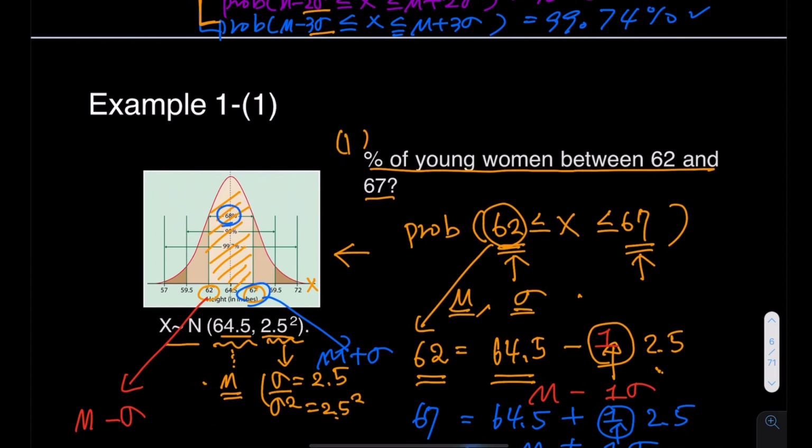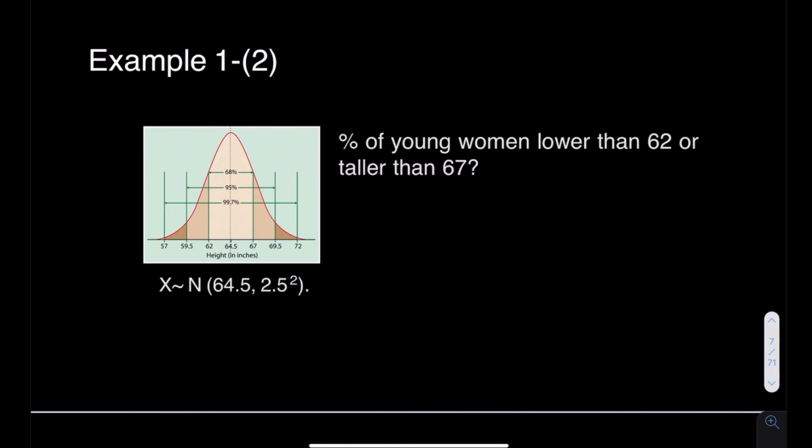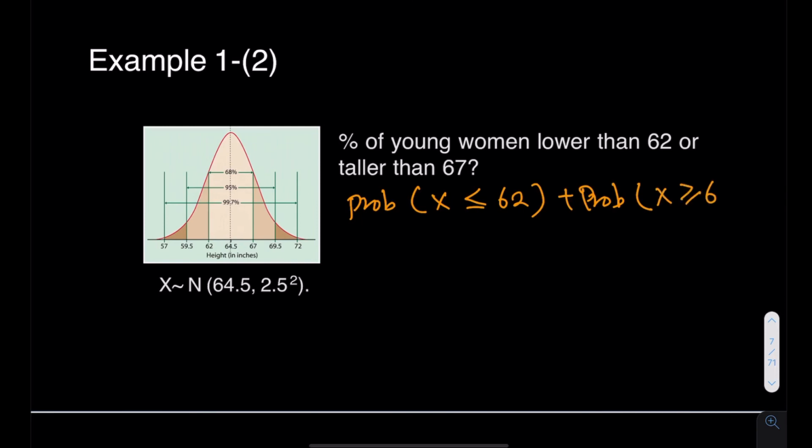So again, in this picture, it is also given there is a 68% probability when x is between 62 and 67. So this is 68%. So second question, percent of young women lower than 62 or taller than 67. So what we want to know is the probability when x is lower than 62 or taller than 67. So we need to consider another probability, the sum of two probabilities: when x is lower than 62, and when x is greater than 67. That's what we want to know.